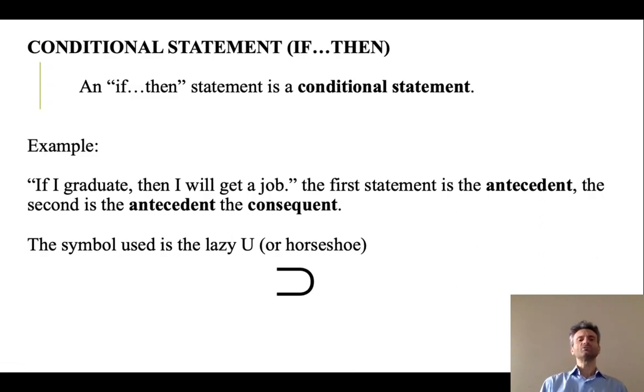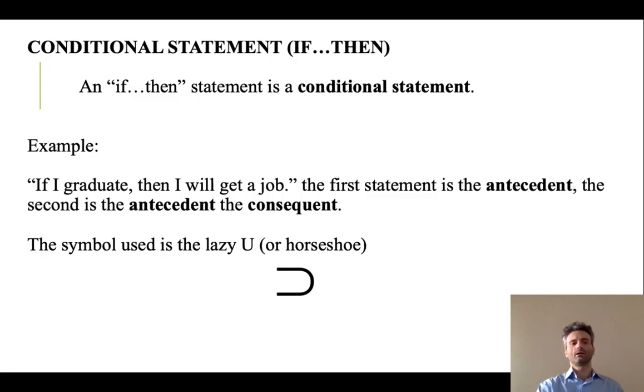So which symbol do we use for this? For the if-then, for the conditional statement, we use what is known as the horseshoe, or the lazy U. Okay, lazy U. Now, this symbol is, as you will see, placed between two statements.